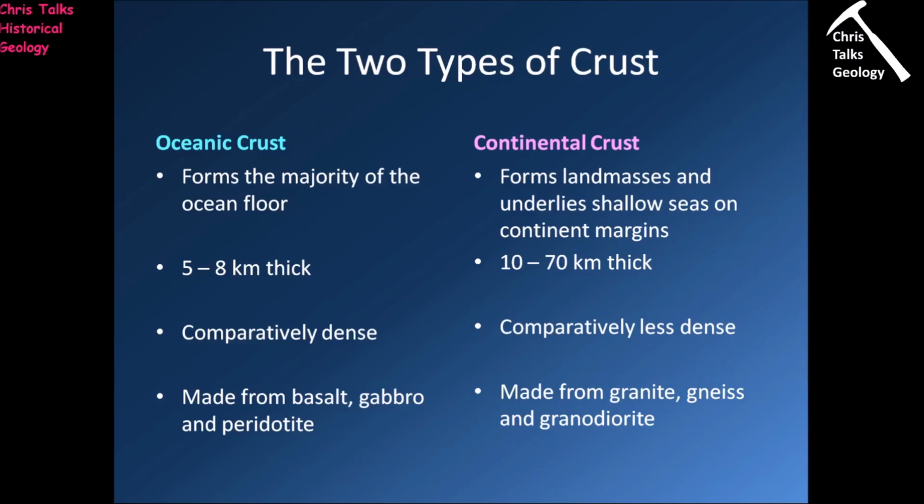The continental crust is going to stand high. The oceanic crust is, comparatively speaking, going to be a lot lower. And then finally, there's the material that the crust is made from.